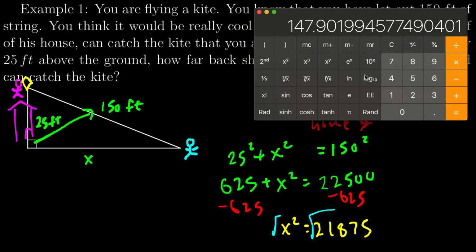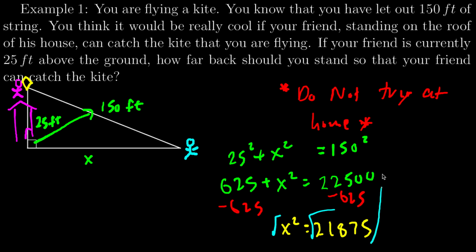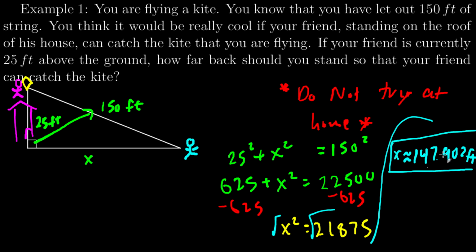Take the square root. And so it looks like I should be 147.902. So x is approximately 147.902 feet. And again, in the real world, I would probably just round it off to 148 feet. It really depends on the context of the problem, and there's a lot of uncertainty in this.